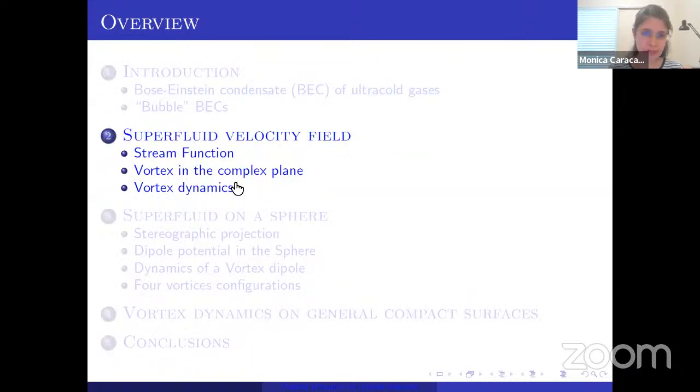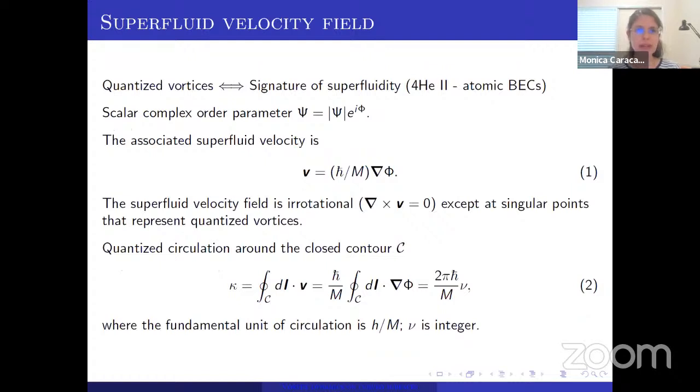Now I go to my first part, that is to describe the velocity field of the superfluid. We know that the quantized vortex is a signature of superfluidity. It was observed in helium and atomic BECs. Basically, this is a manifestation of angular momentum.